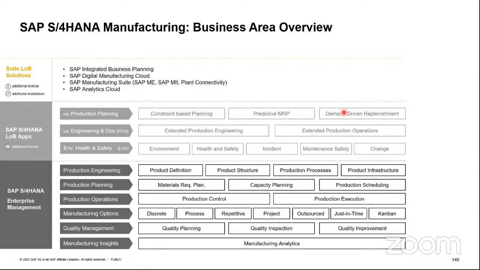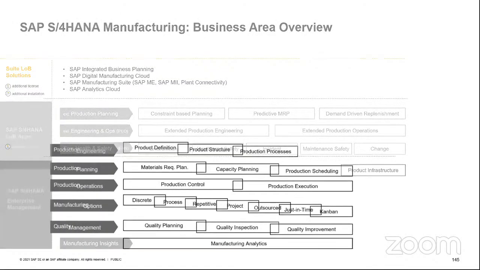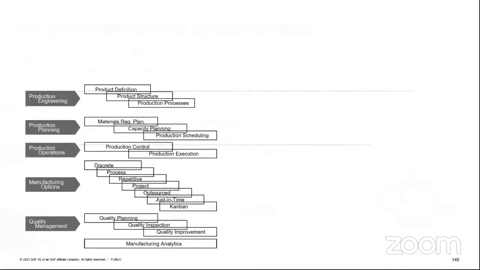Demand-driven replenishment allows for more dynamic planning with buffer stocks, managing buffer stock levels, etc., so that you can optimize inventory end-to-end based on short-term demand fluctuations. LOB solutions, Industry 4.0, digital manufacturing, cloud, IBP. I think you're familiar with all of these. They are available. If there are questions, I can take that. What is new?